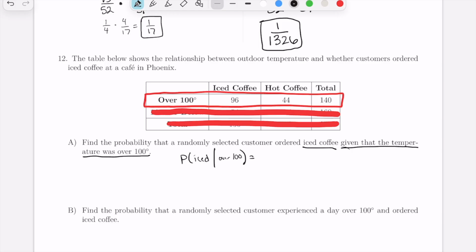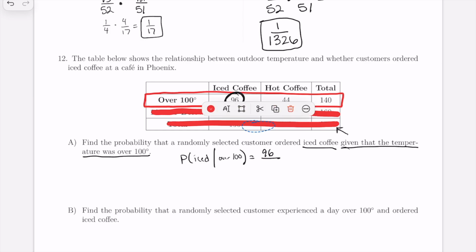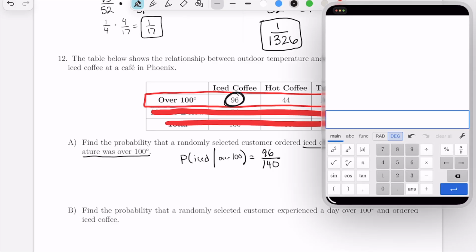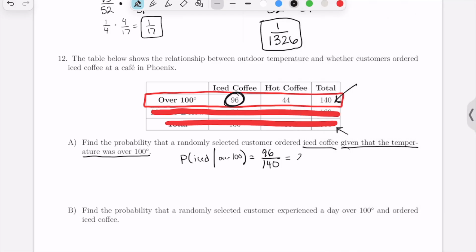So we've already eliminated everything else, so we're only looking at the over 100, and now we look at the iced. So 96 out of, and again, some people still try to look at this number and they're like, oh, I just got to move that. Can I just move that to the side a little bit and just peek in over there? No, you can't do that. We crossed it out at the beginning for a reason. When it says given over 100, we know that we're only looking at these 140 possible orders. Okay. So this is 96 out of 140, and I'll use Desmos to clean this up. And we get 24/35. That's a reduced fraction.